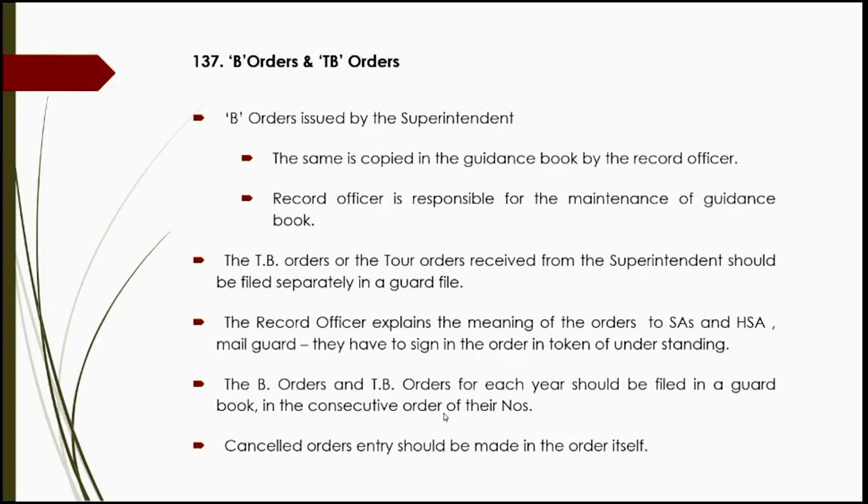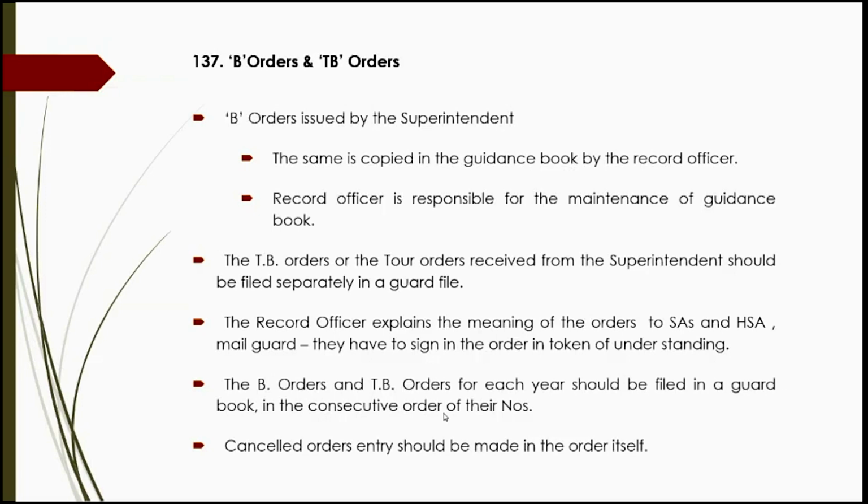The order that contains the route map and everything is called a TB order. So these orders are called tour orders. They are separately filed in a GOT file. They are not copied. They are just filed as such in a GOT file.